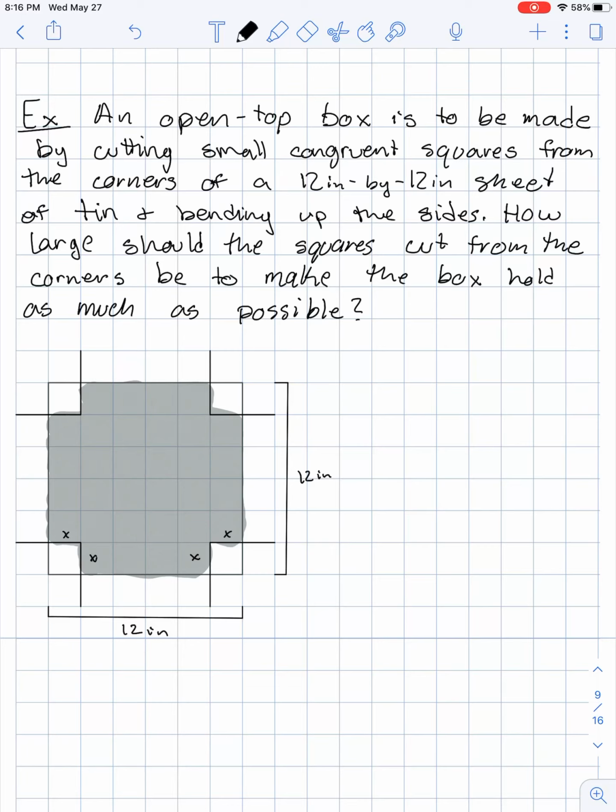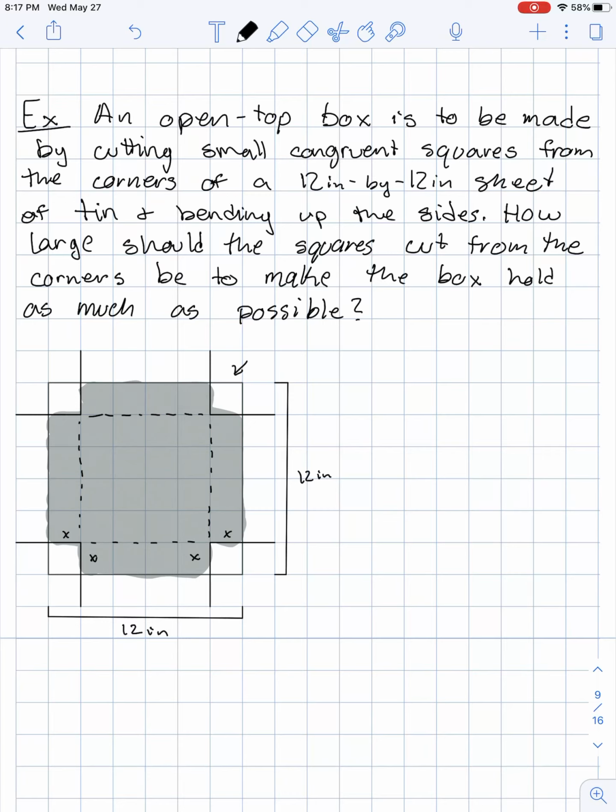So I've already drawn our tin. You can see that this dark gray square right here is our 12 by 12 sheet. And then I colored in what would be left after cutting out our little congruent squares. So each square is the same. And then if I fold on these lines, that would give me my open top box. So my pictures really help. And also, they're really fun to draw. So you'll see some of my later pictures that are pretty funny.